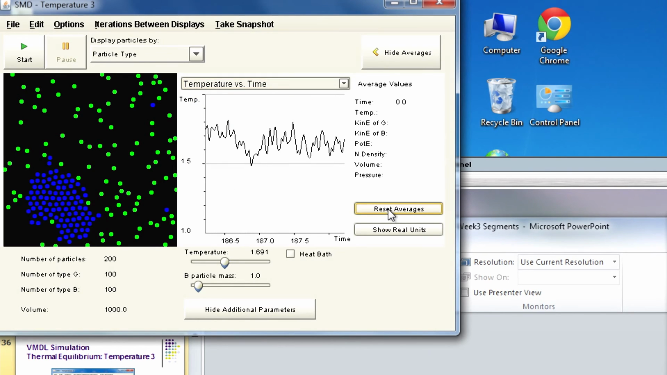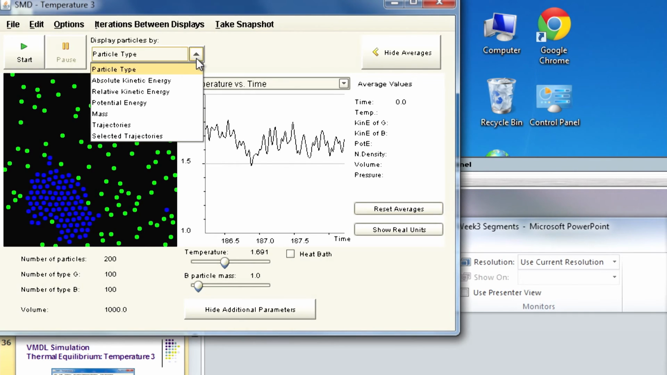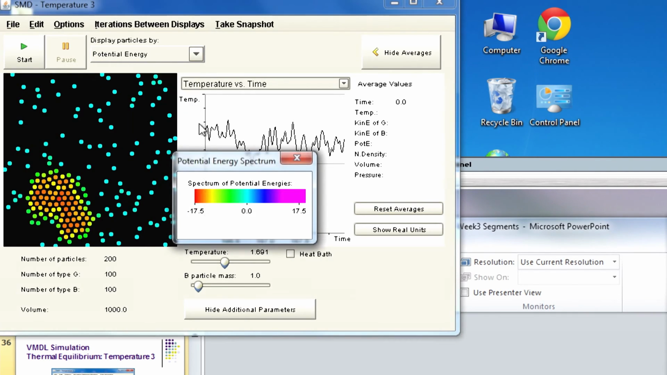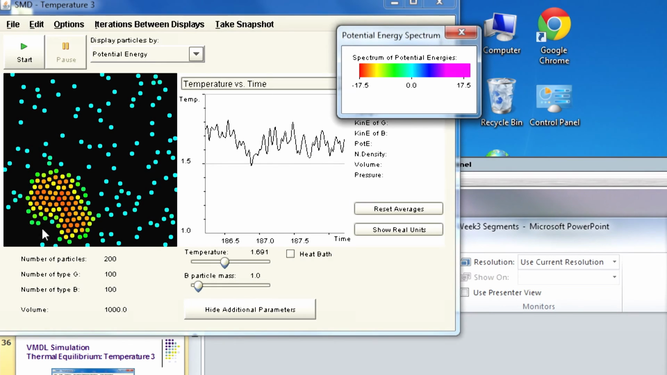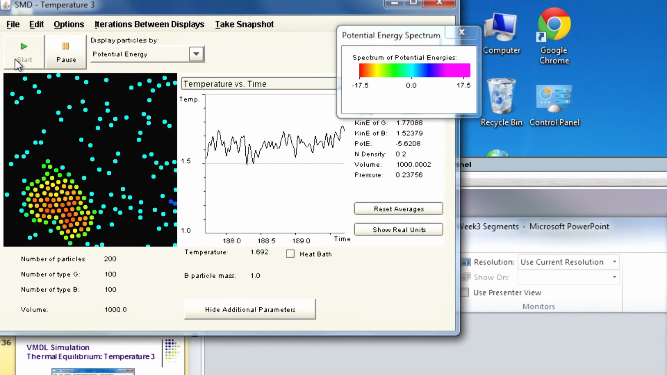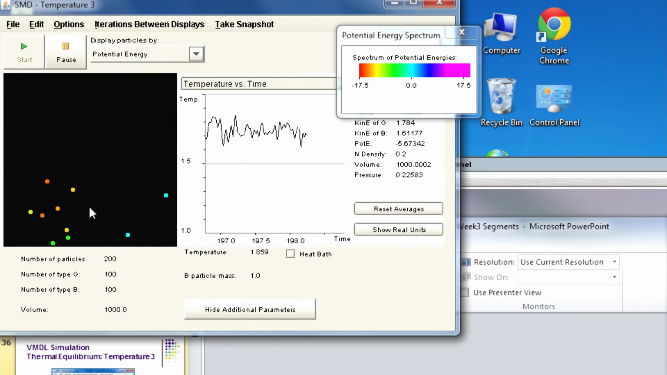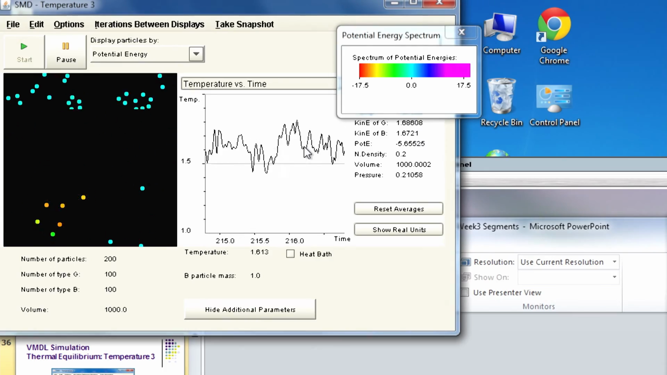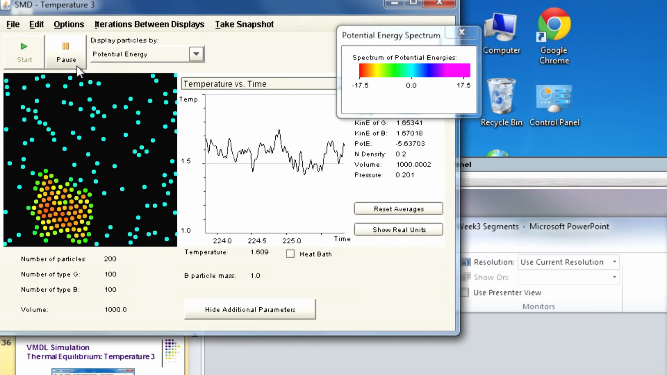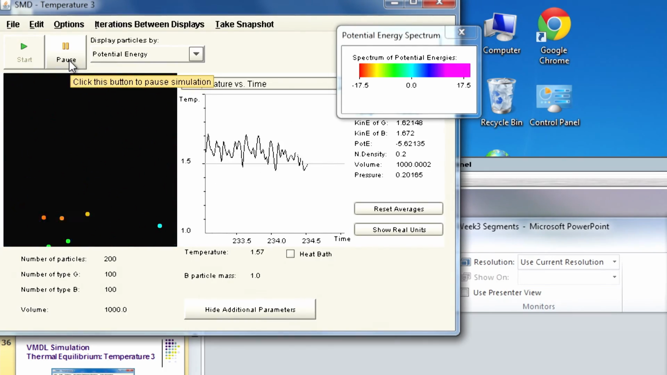let us reset the averages again, and we will start from this point, and let us look at potential energy, to see if there is any issue that we can observe in potential energy. So, let us start with this, and now you can see with the color coding that the potential energy is essentially fluctuating, but constant.